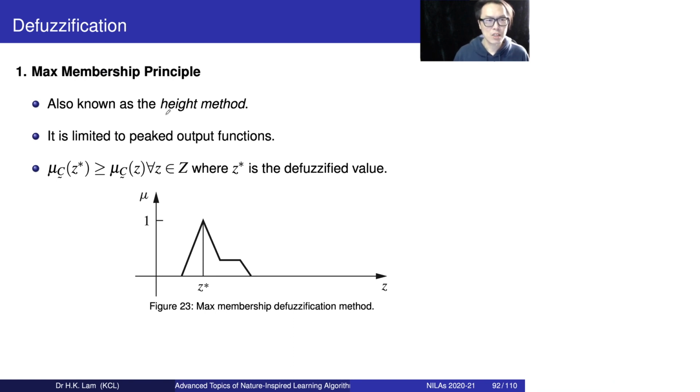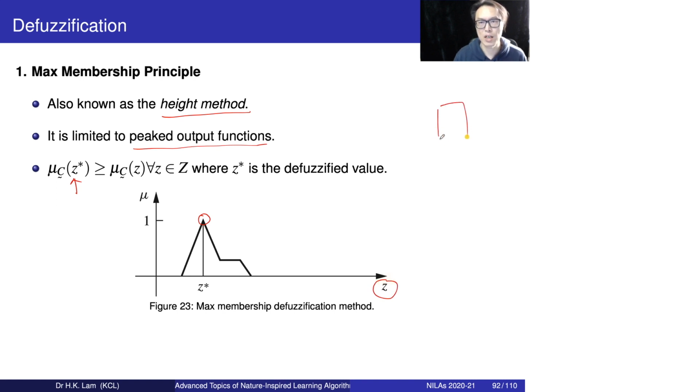This is also called the height method. It is applied to a single peak output membership function. For example, the gray area, so it looks like this. We have a single peak. So what we are going to do is identify the z value right here, on the x-axis, that is the output label.